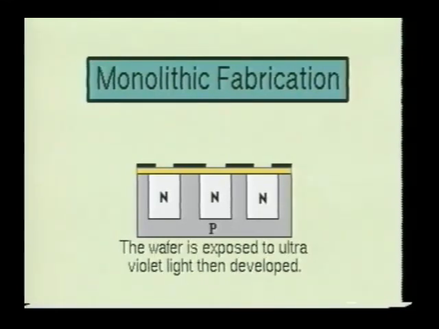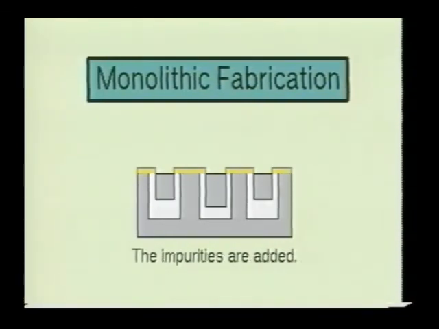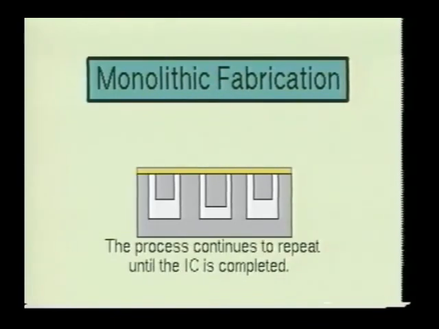After the second mask is in place, the wafer is exposed to ultraviolet light. The wafer then goes through another developing process which hardens the areas not exposed to the light. Once again, the areas which were exposed to the light are etched away. The part of the wafer not covered by the silicon dioxide is then exposed to more P-type impurities. This same process is repeated as many times as necessary to build the desired circuit.